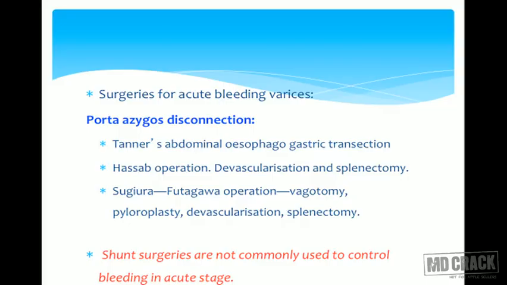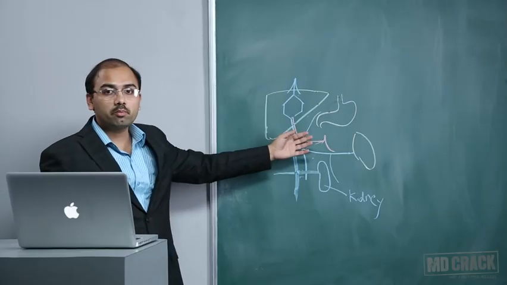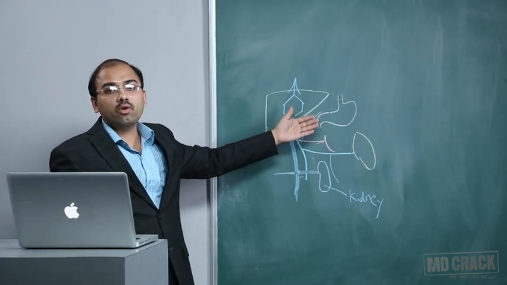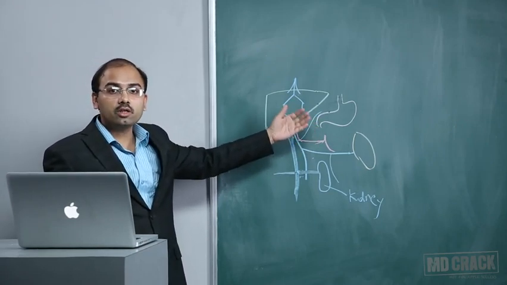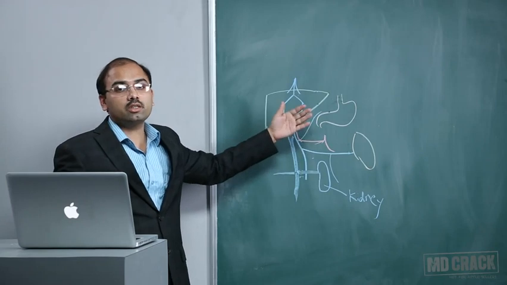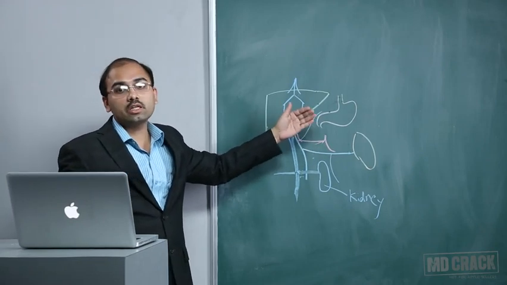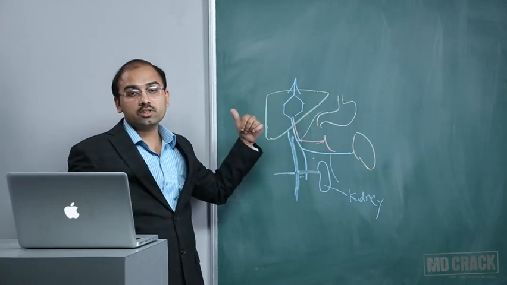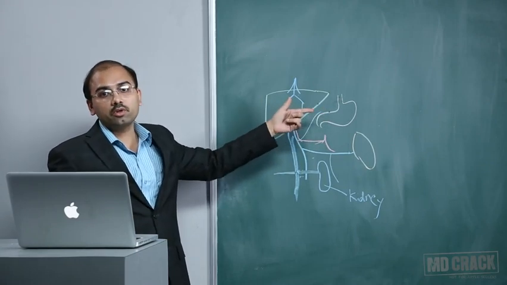We also have the Sugiura-Futagawa operation, which includes vagotomy, pyloroplasty and devascularization along with splenectomy. So this is a much more extensive surgery which involves devascularization at the lower end of the esophagus along with splenectomy, vagotomy and pyloroplasty. Shunt surgeries are not commonly used to control bleeding in the acute stage. This is very important. You may be asked a question on which of the following surgeries are done or are not done in acute variceal bleeding. So surgeries which are not done are shunt surgeries, and surgeries which are done in acute variceal bleeding are esophageal transection and reanastomosis. The names of the surgeries, as I have mentioned earlier, should be remembered for acute variceal bleeding.